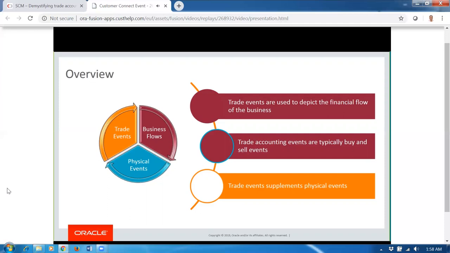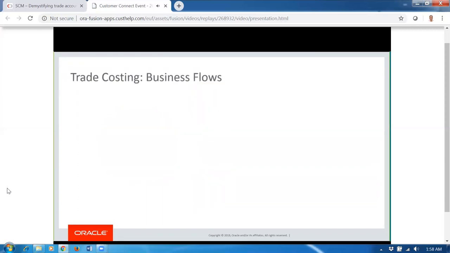Let's move on to the next slide, and I will hand it over to Krishna to walk you through the trade event architecture, why we do what we do, and understand this from each business flow. Okay, Krishna, over to you.